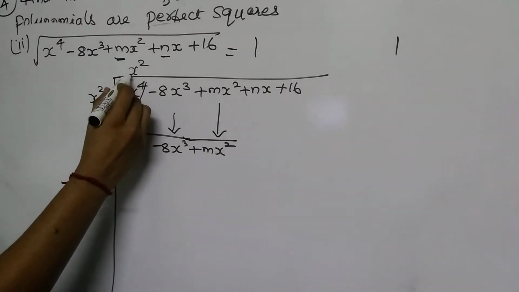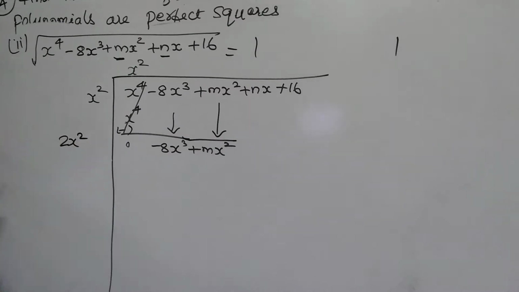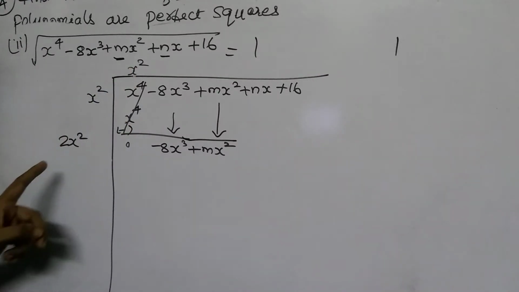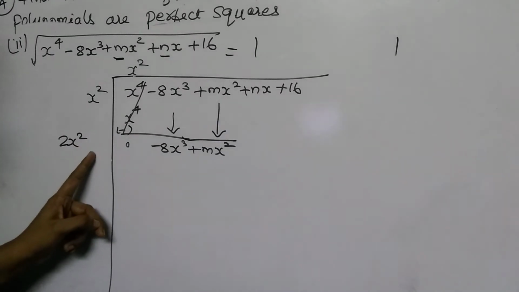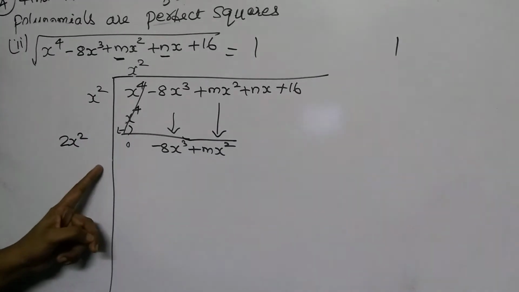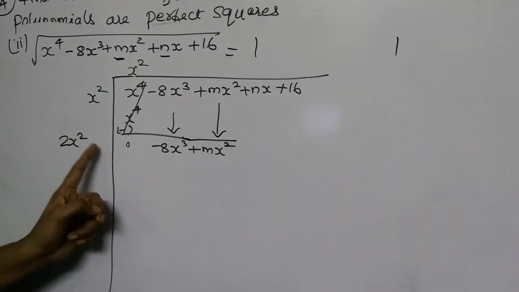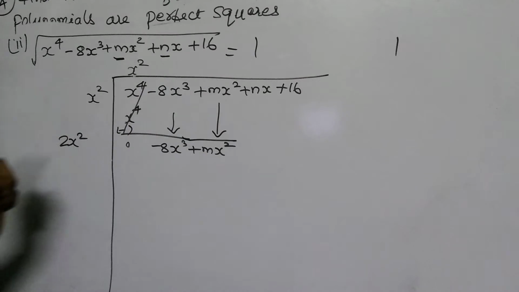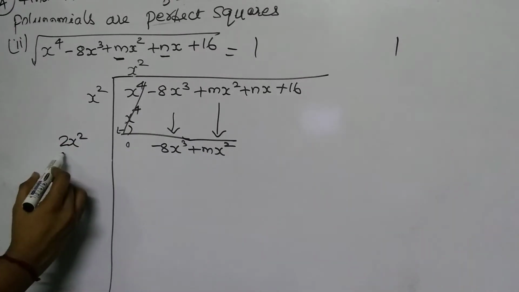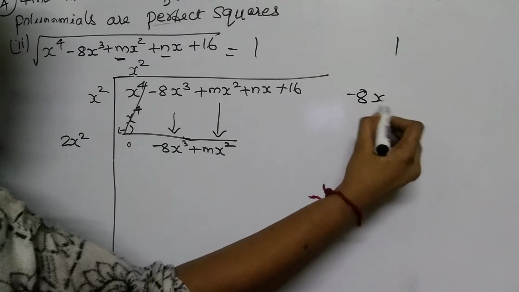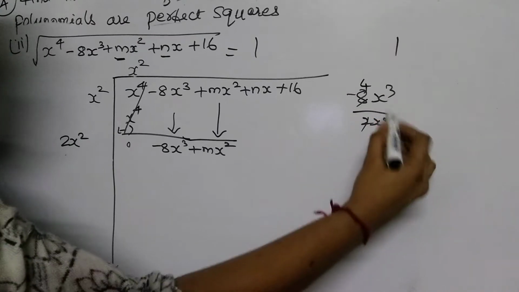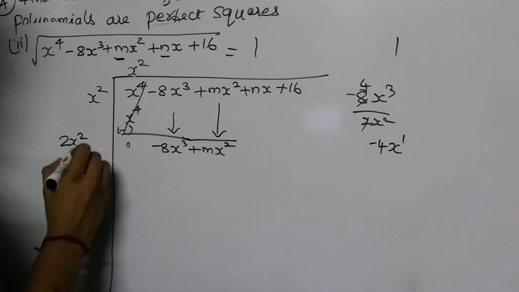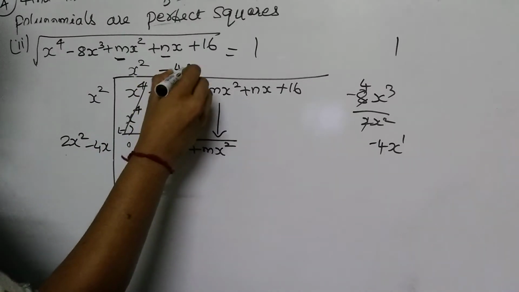Now next step: quotient multiplied by 2, x square multiplied by 2, and write 2x square here. To find the second term, because here you have two terms but there you have only one term, the next term you have to find. To find that second term, you divide the first term by the first term: minus 8x cube divided by 2x square. 2 and 8 cancel, get minus 4. x power 3 minus 2 is 1. So minus 4x, write it on the top and also here.